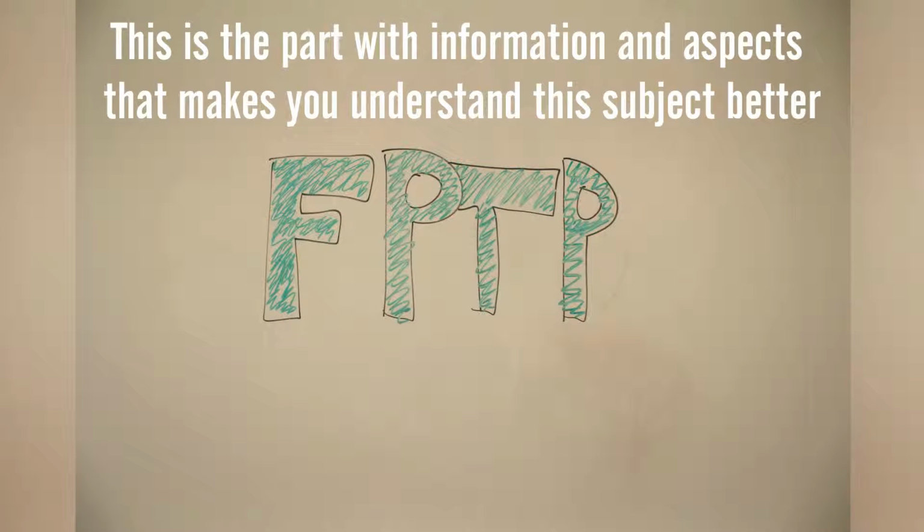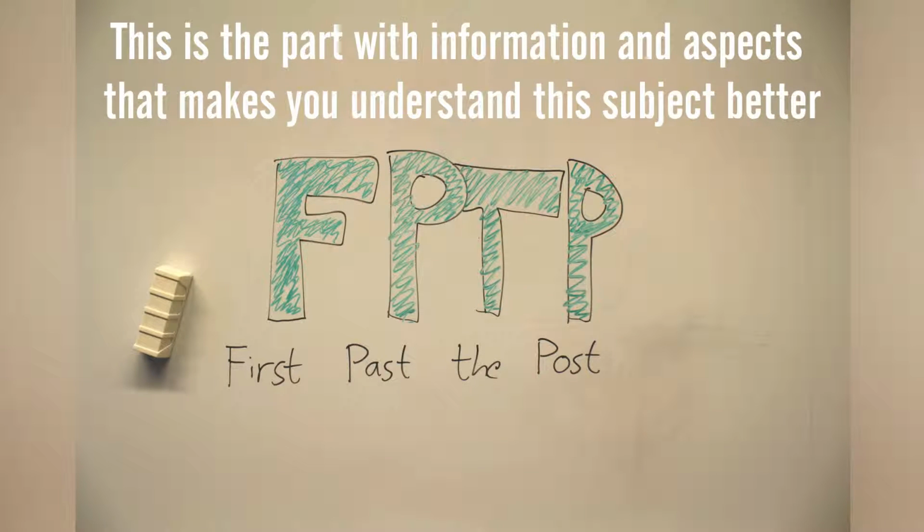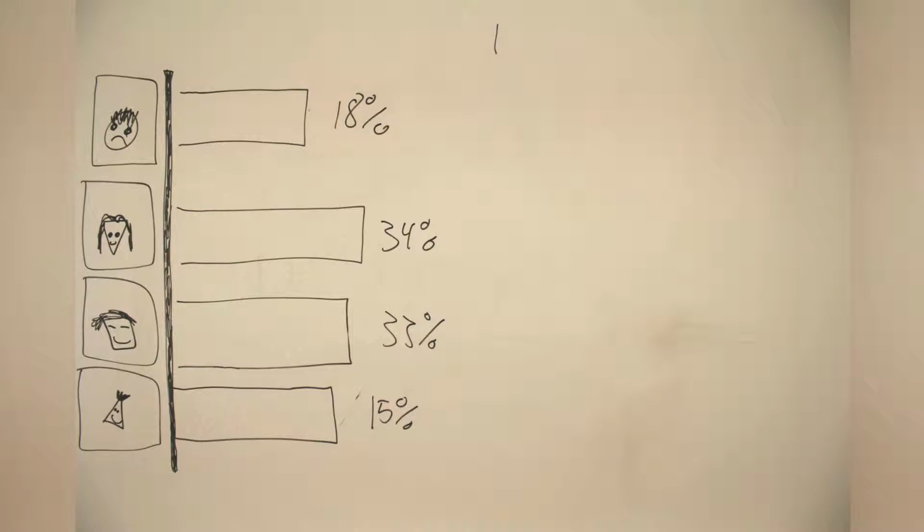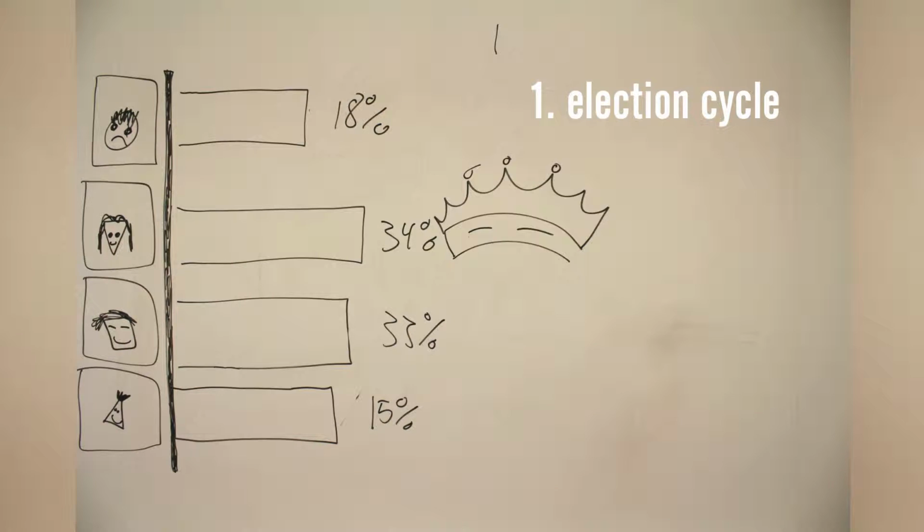First past the post. The voting system where the candidate with the most votes wins. As you see here, there are 4 candidates running for election. Madman, Pizza Slice, Square, and Mr. Indian Hut. After one election cycle, these are the results. As you all see, the winner is Pizza Slice with 34% of the votes. This means that the majority do not agree with the winner, and we have a minority rule.